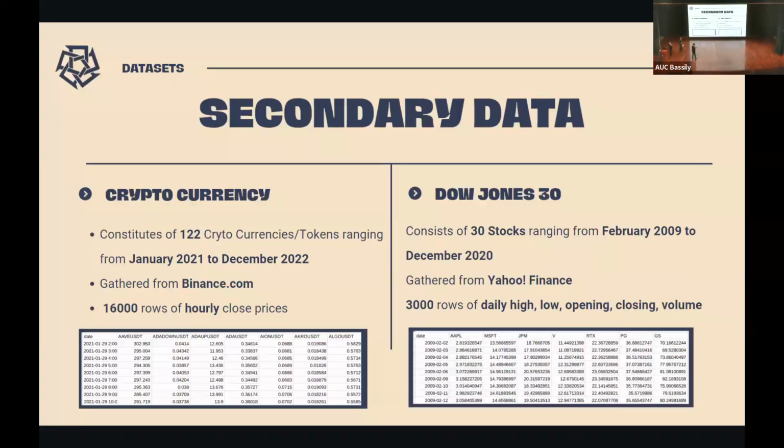A quick thing to mention: we used the cryptocurrency dataset for the hierarchical clustering part of the project, and we used the Dow Jones Industrial Average for the deep learning aspect. Now my colleague Ali will explain to you the hierarchical clustering.